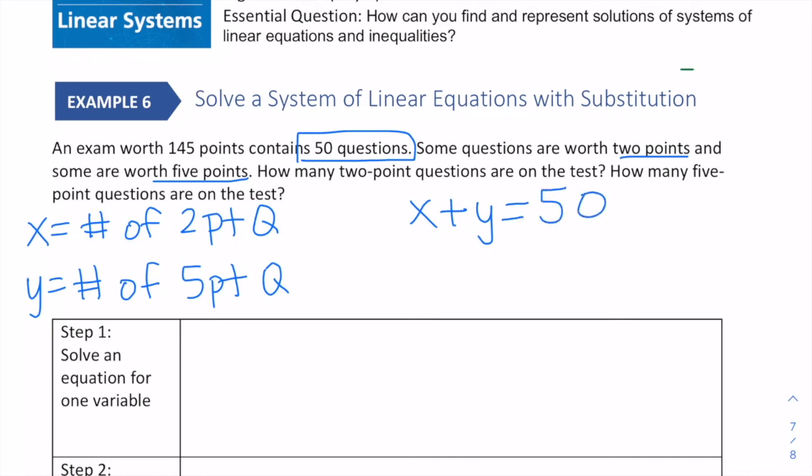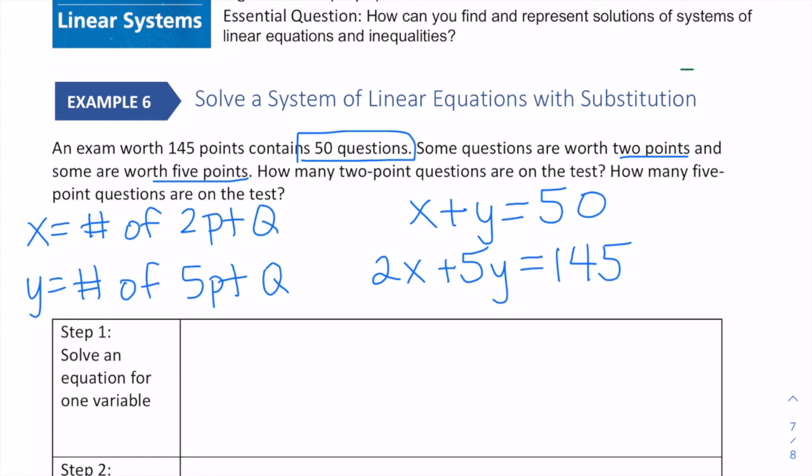Now the second equation is the value. Last time we talked about the money, but now we're talking about the value. So 2 points for each of those questions, so 2 times x, plus 5 points for each of those second type of questions, so 5 times y, will equal a total of 145 points.